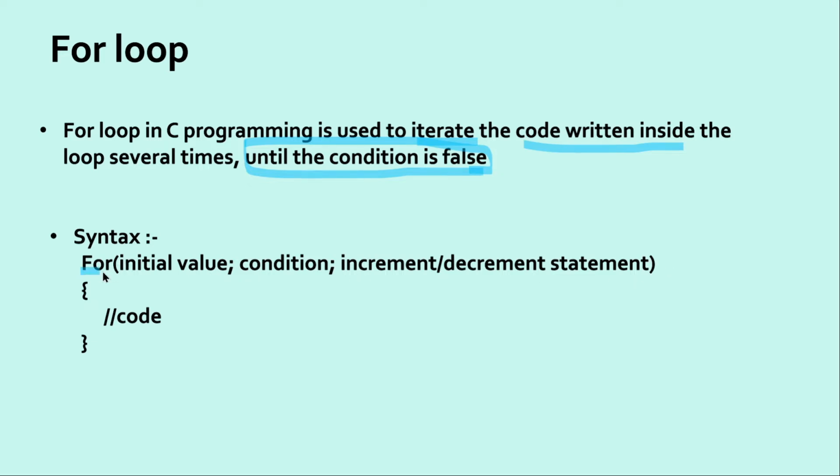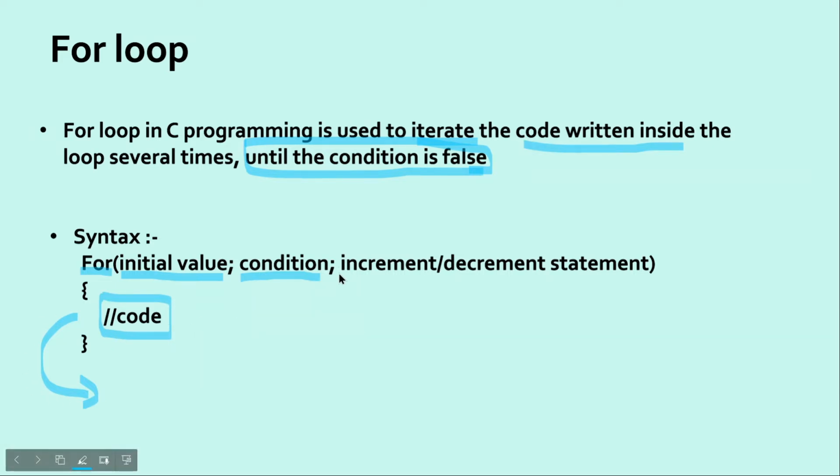So the syntax is, first we need to write for keyword, then we need to write the initial value, followed by semicolon. So initial value is the starting value of this for loop, so that is declared here. This initial value is executed only once. Then comes the condition. So according to the condition, if the condition is true, the code written inside these curly brackets will be executed, and if the condition is false, the loop will exit. So we'll come out of the loop.